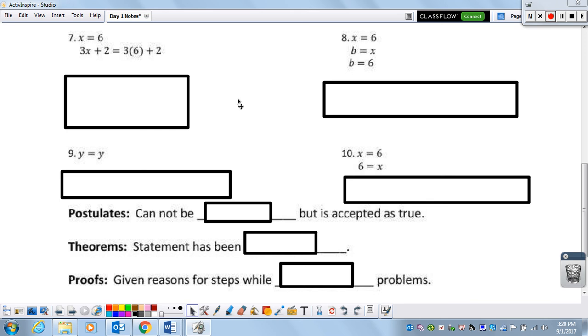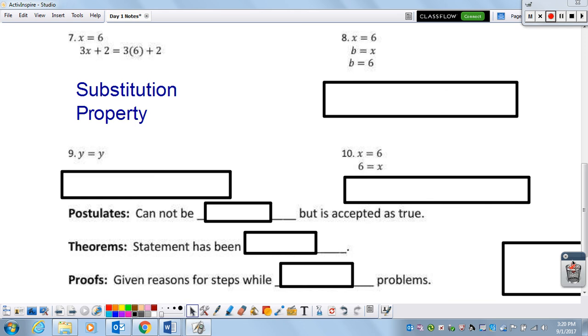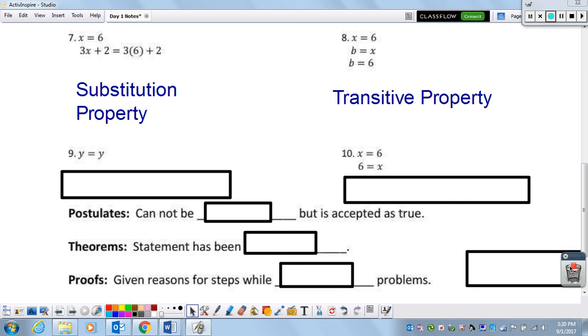Moving right along, number 7, if I know that x equals 6, then 3 times x plus 2 is going to equal 3 times 6 plus 2, because I substituted in this 6 for the x that I had. So that is the substitution property. Here, if x equals 6 and b equals x, then b equals 6. So the x's repeat, I can get rid of them, I'm left with b equals 6. That's the transitive property.